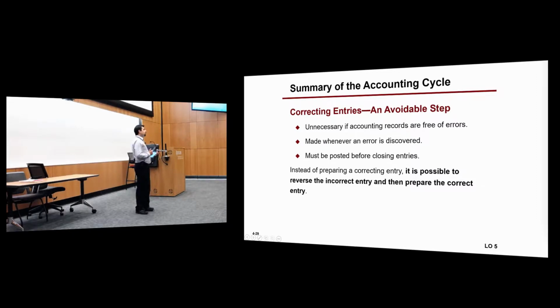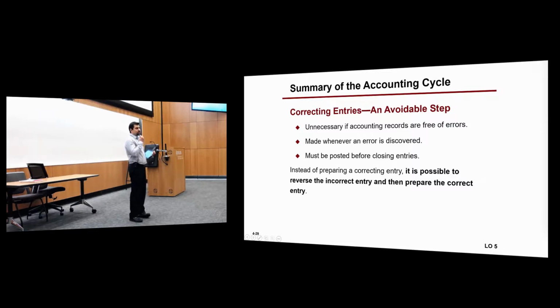And while with adjusting entries, we only make adjusting entries at the end of the month, for example, or at the end of the accounting period, correcting entries are to be made as soon as the mistake is discovered.